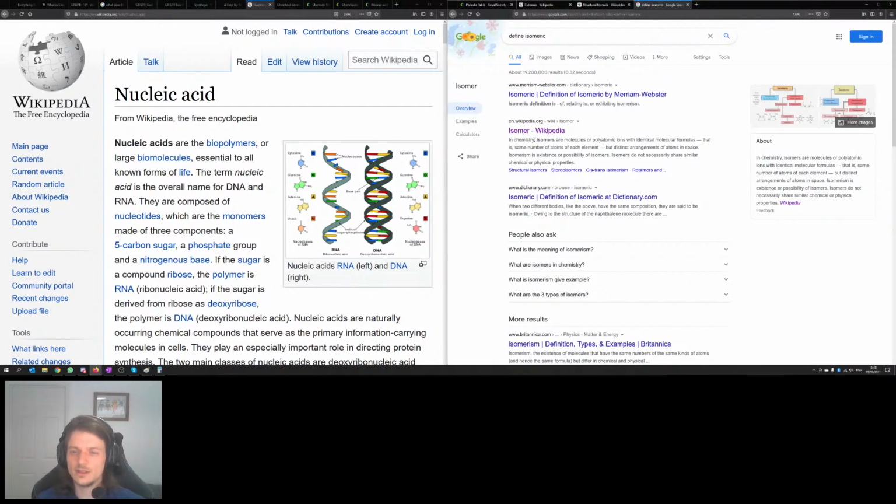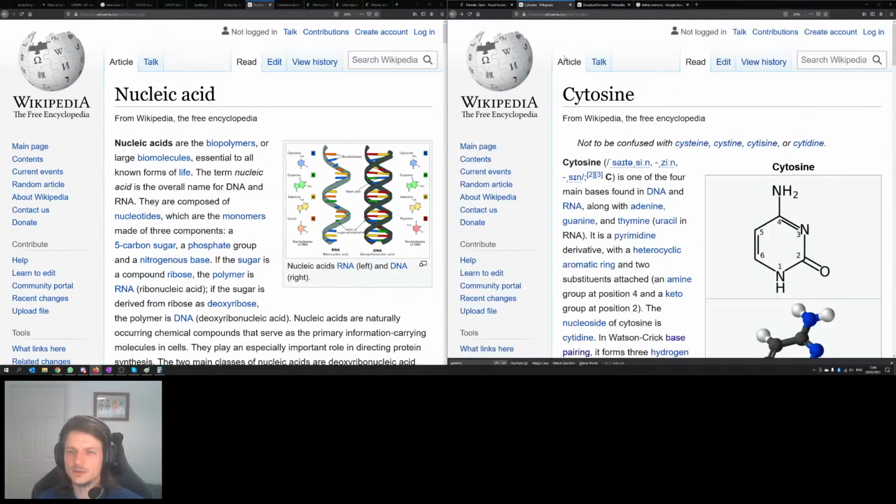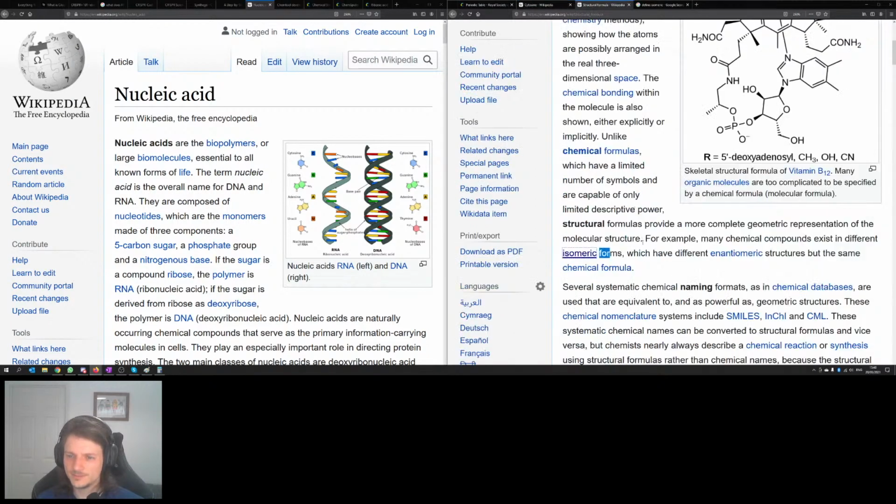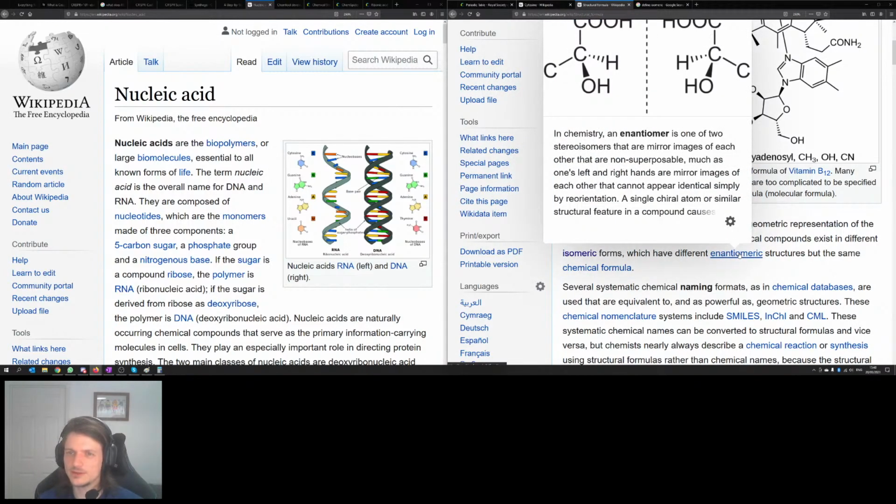In chemistry, isomers are molecules or polyatomic ions with identical molecular formulas. Okay, I'm not sure I quite understand what that means, but let's carry on. For example, many chemical compounds exist in different isomeric forms, which have different enantiomeric structures.